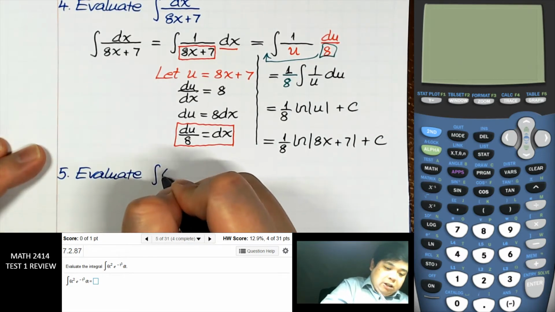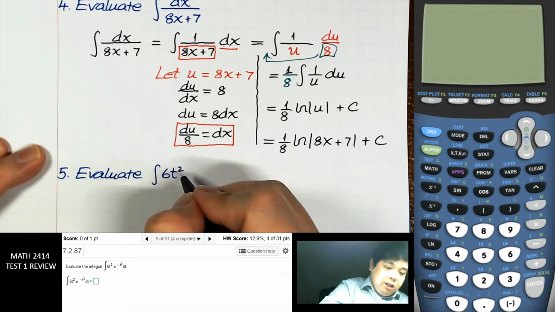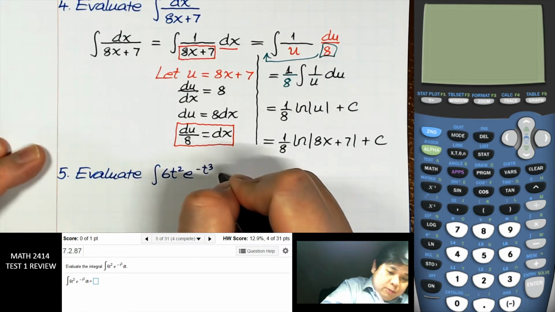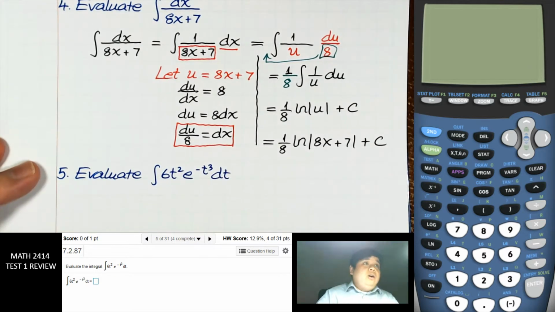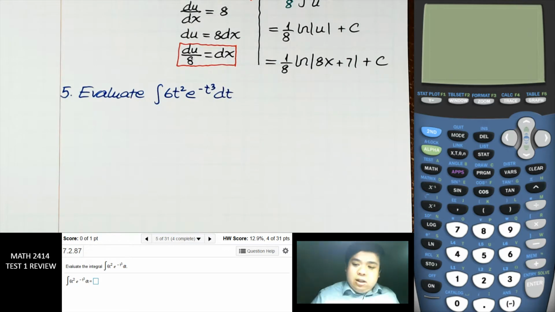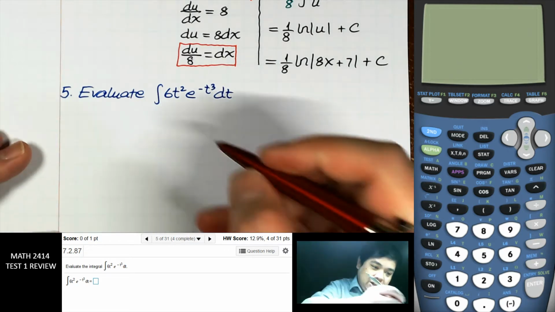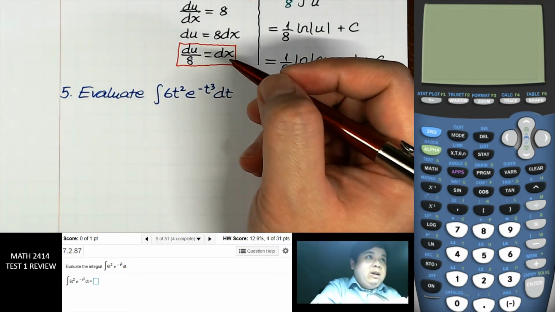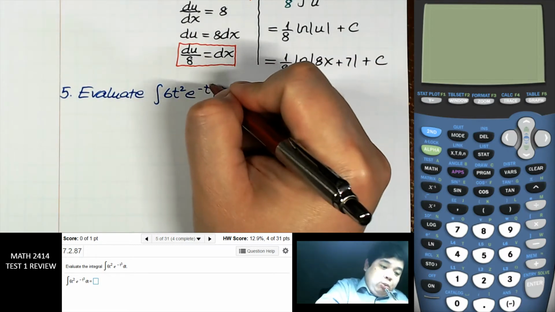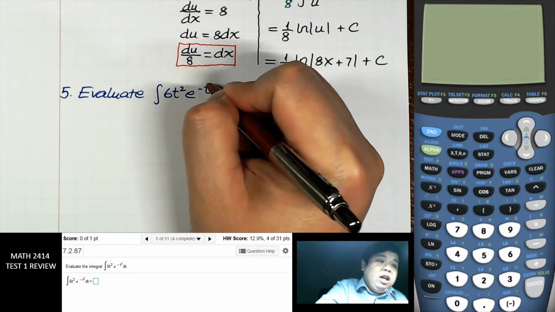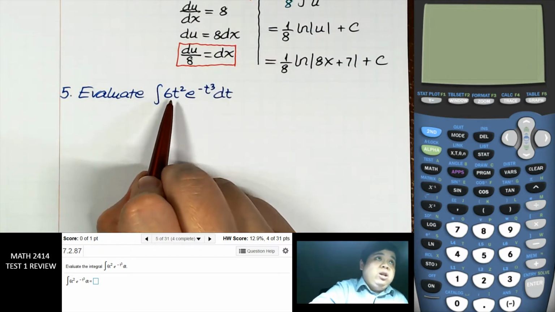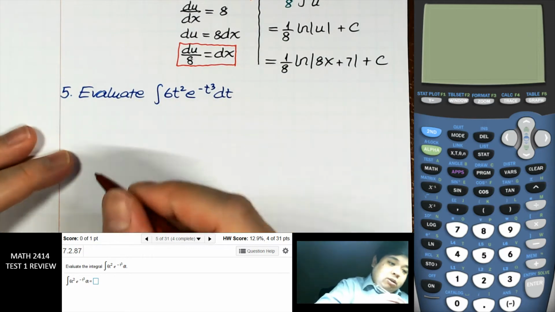Evaluate the integral from 0 to 6 of t square e to the negative t cube dt. Right, so this is also substitution. What we substitute is something that when we take the derivative should cancel with the t in the problem. So if we let u equal negative t cube, derivative of that is t square, which cancels with this t square. So that is a good substitution.